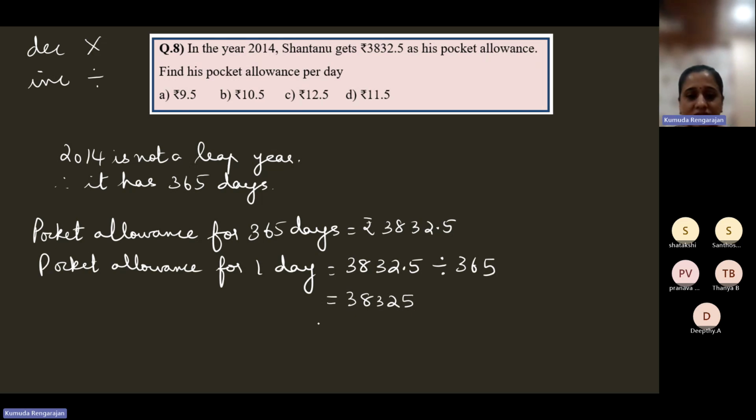So here we have increased 3832.5 to 38,325. You have increased it, no? So divide. Divide by 1 followed by zeros for the places you shift the decimal point. You have shifted the decimal point by 1 place, pushing it once to the right to remove it. So only 10.